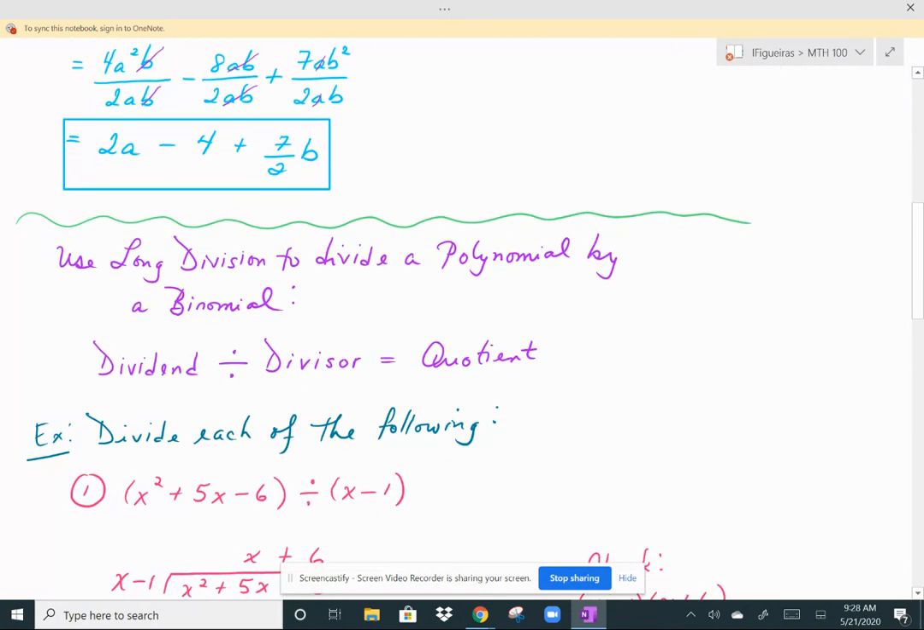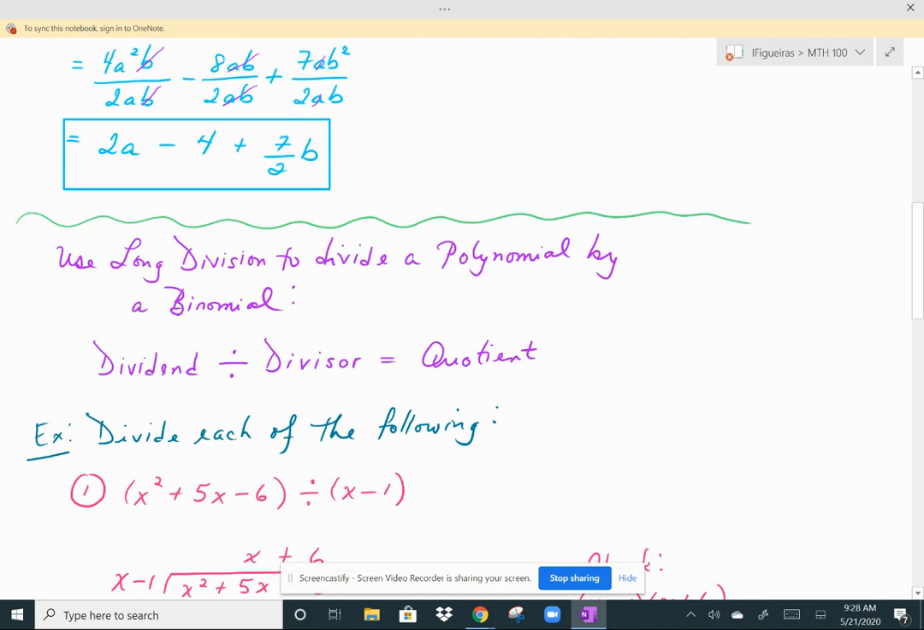All right, so let's move on to using long division to divide a polynomial by a binomial. So remember the vocabulary. The expression that's being divided is called the dividend. The expression that's doing the dividing is called the divisor, and your result is the quotient. It is possible to have a remainder as well, so we'll see examples of expressions with a remainder and without a remainder.